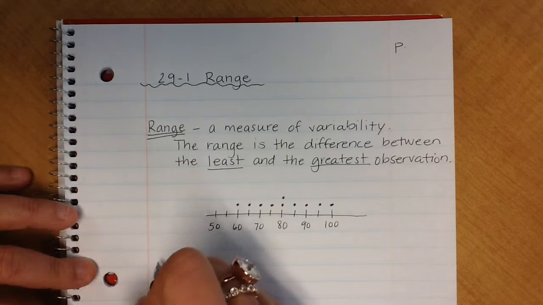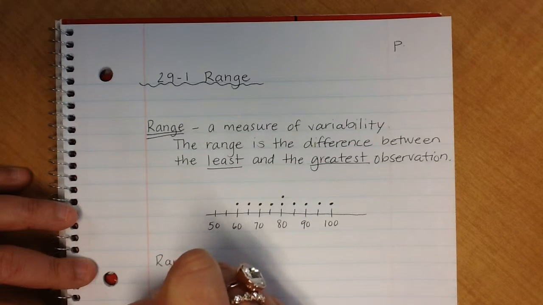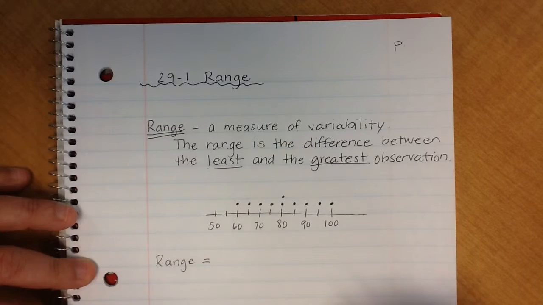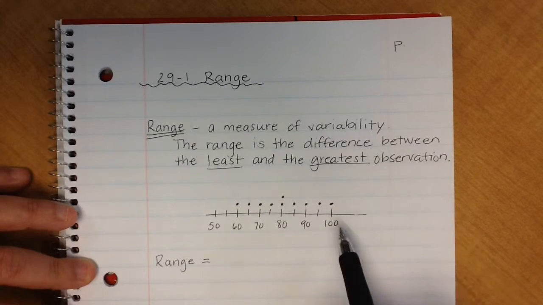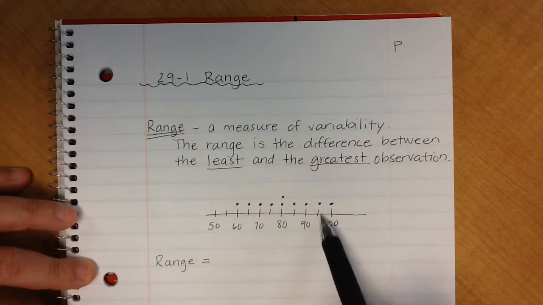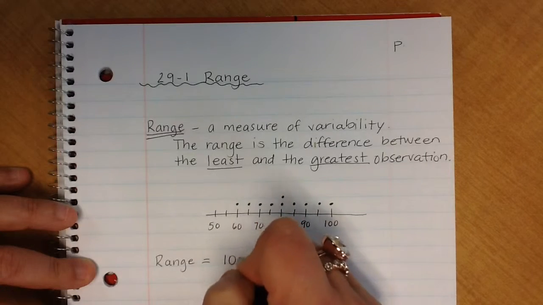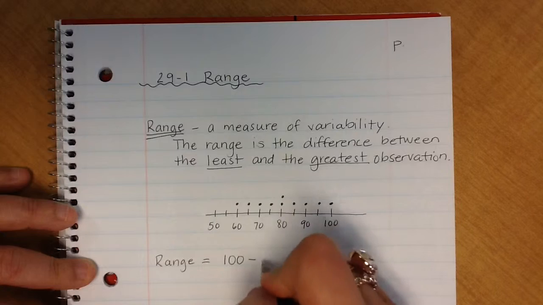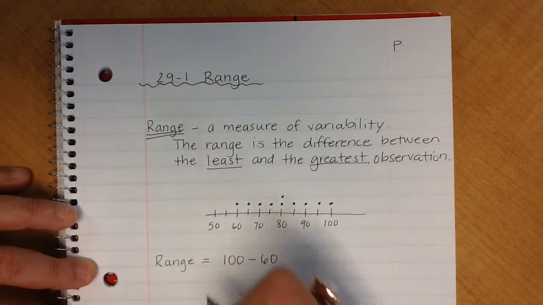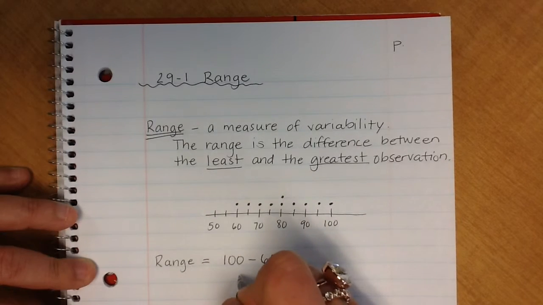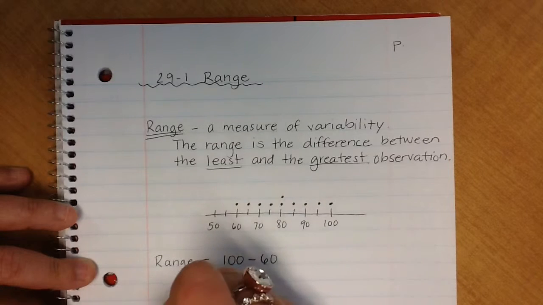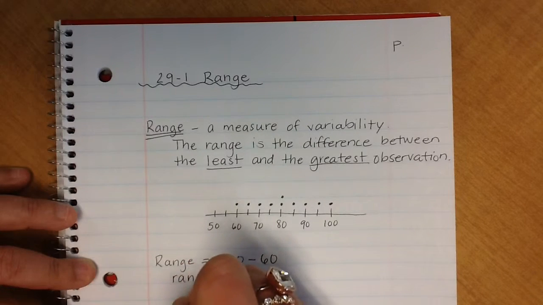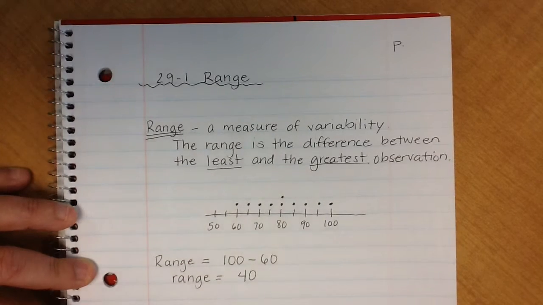To figure out the range, you would take the greatest observation, which is 100, and you would subtract that from the lowest observation, which was 60. And so your range would be 40. And that's it. It's very simple.